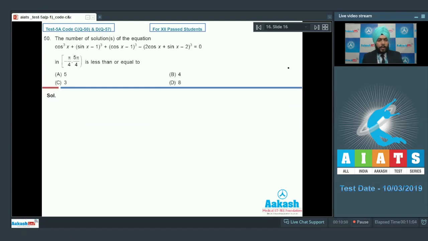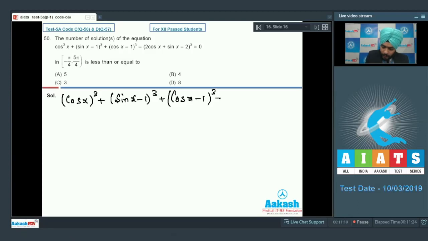Question number 50 says that the number of solutions of the equation (cos x)^3 + (sin x - 1)^3 + (cos x - 1)^3 - (2 cos x + sin x - 2)^3 = 0. Students, it is clear that the sum of these three cubes, cos x cubed, plus (sin x - 1) cubed, plus (cos x - 1) cubed, is equal to (2 cos x + sin x - 2) cubed.